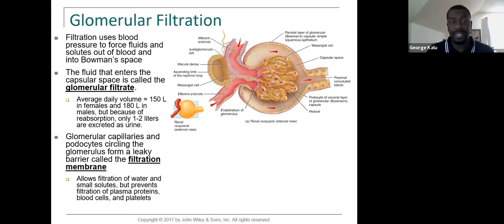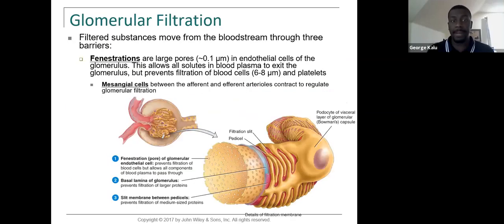So the filtration membrane is going to be made up of 3 different structures. The first one is going to be some fenestrations, which are these large holes and pores inside the glomerular capillary walls. And so these pores are about 0.1 micrometers in diameter. So that's large enough to allow a lot of solutes to pass through, but it's still small enough that it prevents lots of blood cells and platelets from getting through as well. Most blood cells and platelets are about 6 to 8 micrometers in diameter, so they're way too big to pass through. And so this is one way that we're able to prevent blood cells from leaking out of our kidneys and into our urine.